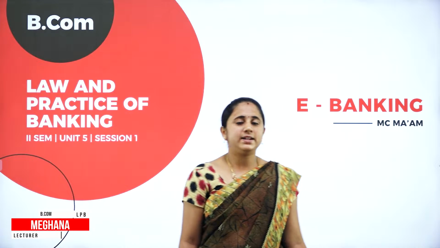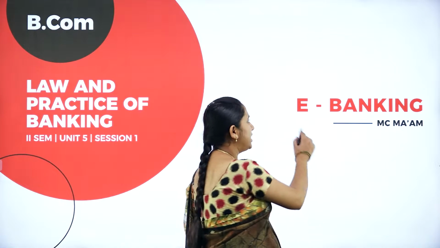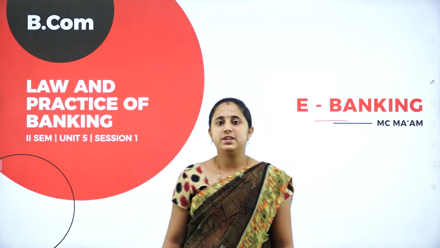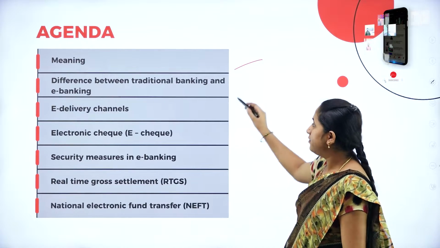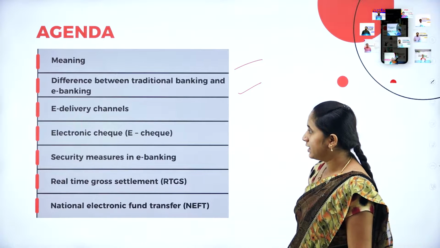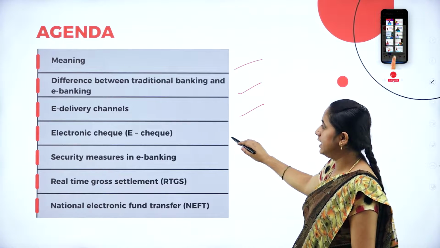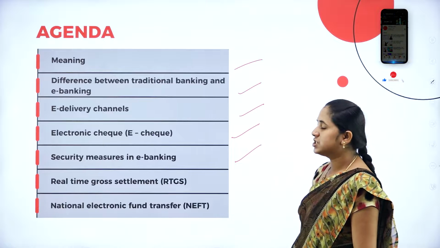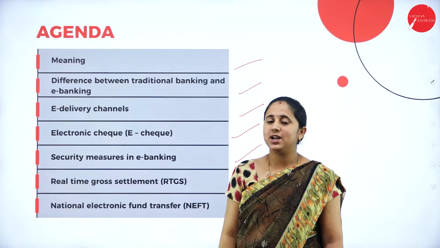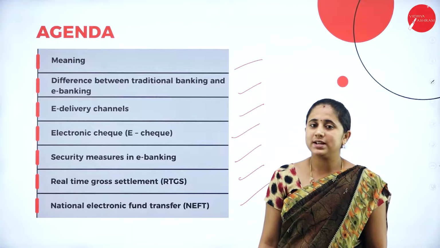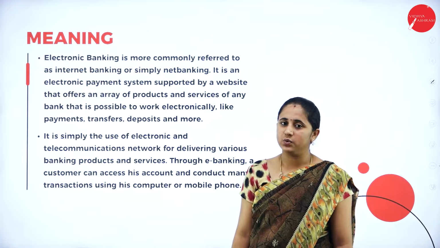In today's session, let us start with Unit 5, the last unit, that is e-banking. So in today's session, let us discuss the meaning and definition of e-banking, difference between traditional banking and e-banking, e-delivery channels, electronic check, security measures in e-banking, RTGS and NEFT. Let us discuss all those topics. So let us start with e-banking.